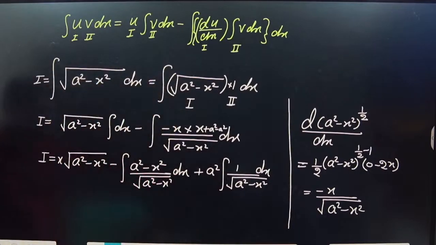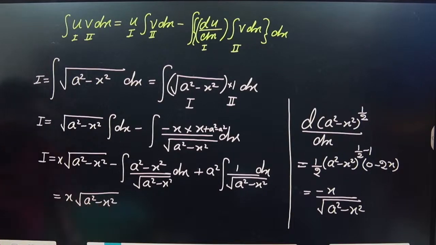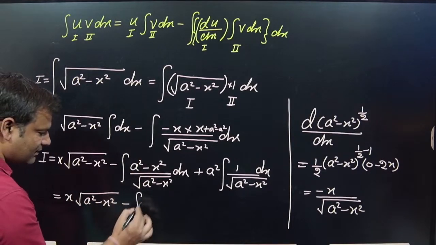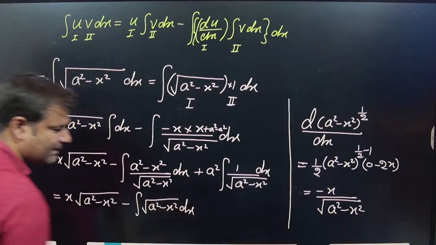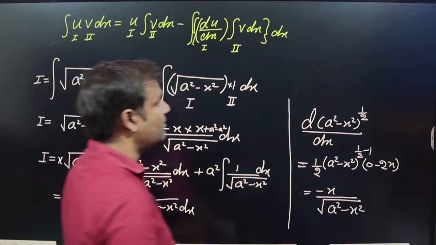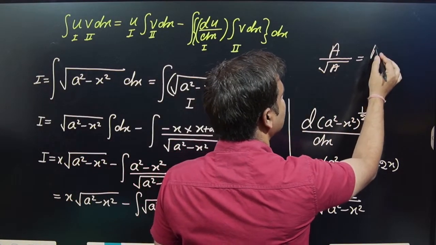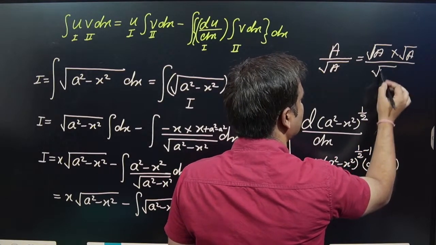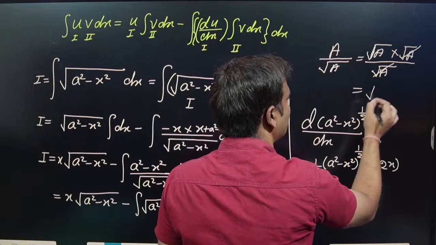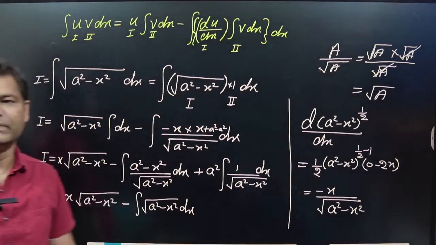I hope it is clear. After that, look here, this one is x under root a square minus x square, and what about that value? Minus of under root a square minus x square dx. Basically how can we solve? Simply a upon under root a is how much? Basically a means under root a into under root a, so that one cancels, so we get under root a. And a, capital A, basically a square minus x square.